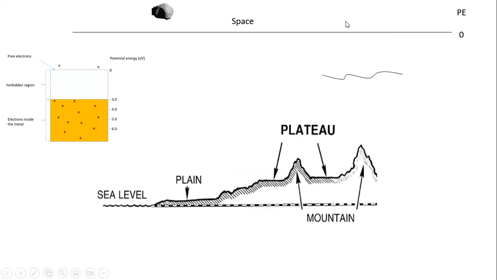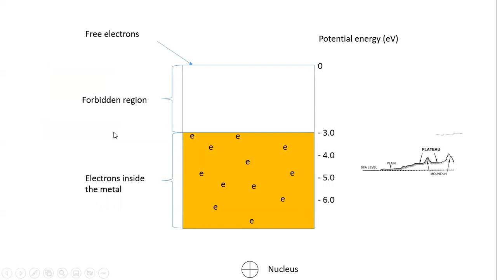That means if you have zero potential energy, you are no longer bounded by the gravitational forces of Earth, like a space rock. It has zero potential energy, so it's not attracted by Earth. So the absolute potential energy values will all be negative. The forbidden region is where no electrons can exist. And once the electron has zero potential energy, the electron is no longer bounded by the nucleus. It's on the surface of the metal. It's free.